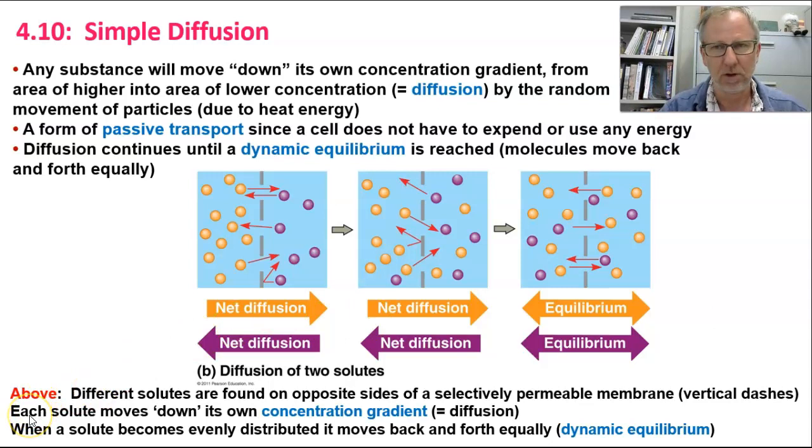Simple diffusion. Substances moving down their concentration gradients from high to low concentration until they get to dynamic equilibrium.